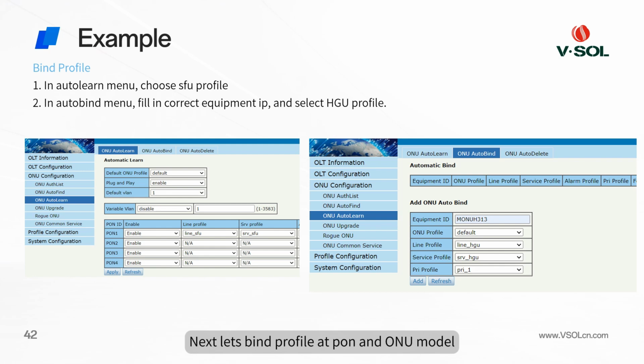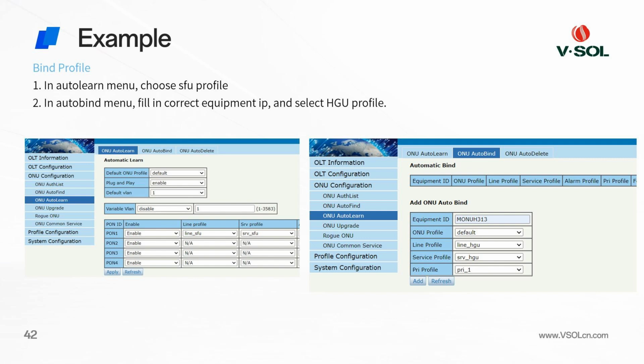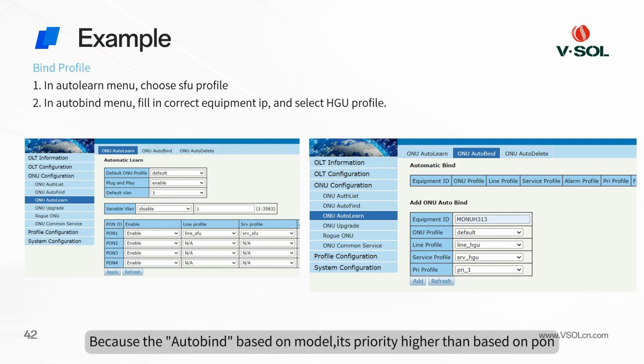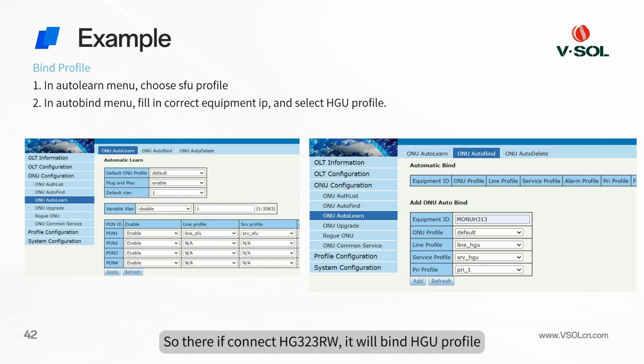Next, let's bind the profile at PON and ONU model. In the Auto Learn menu, we choose the SFU profile. In the Autobind menu, we fill in the correct equipment ID and select the HGU profile. Because the Autobind based on model has higher priority than the one based on PON, if we connect HG323RW, it will bind the HGU profile. If we connect V2801RD, it will bind the SFU profile.